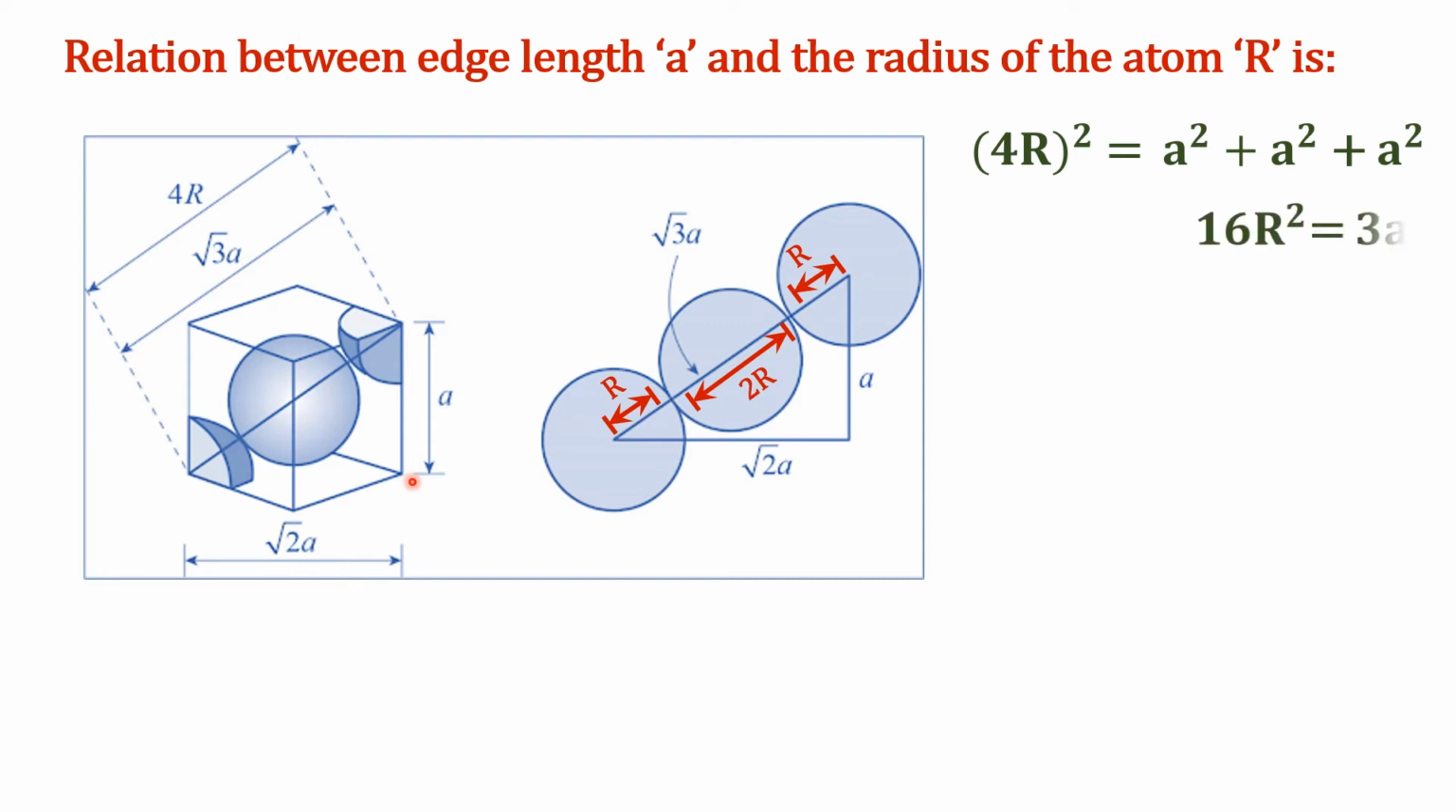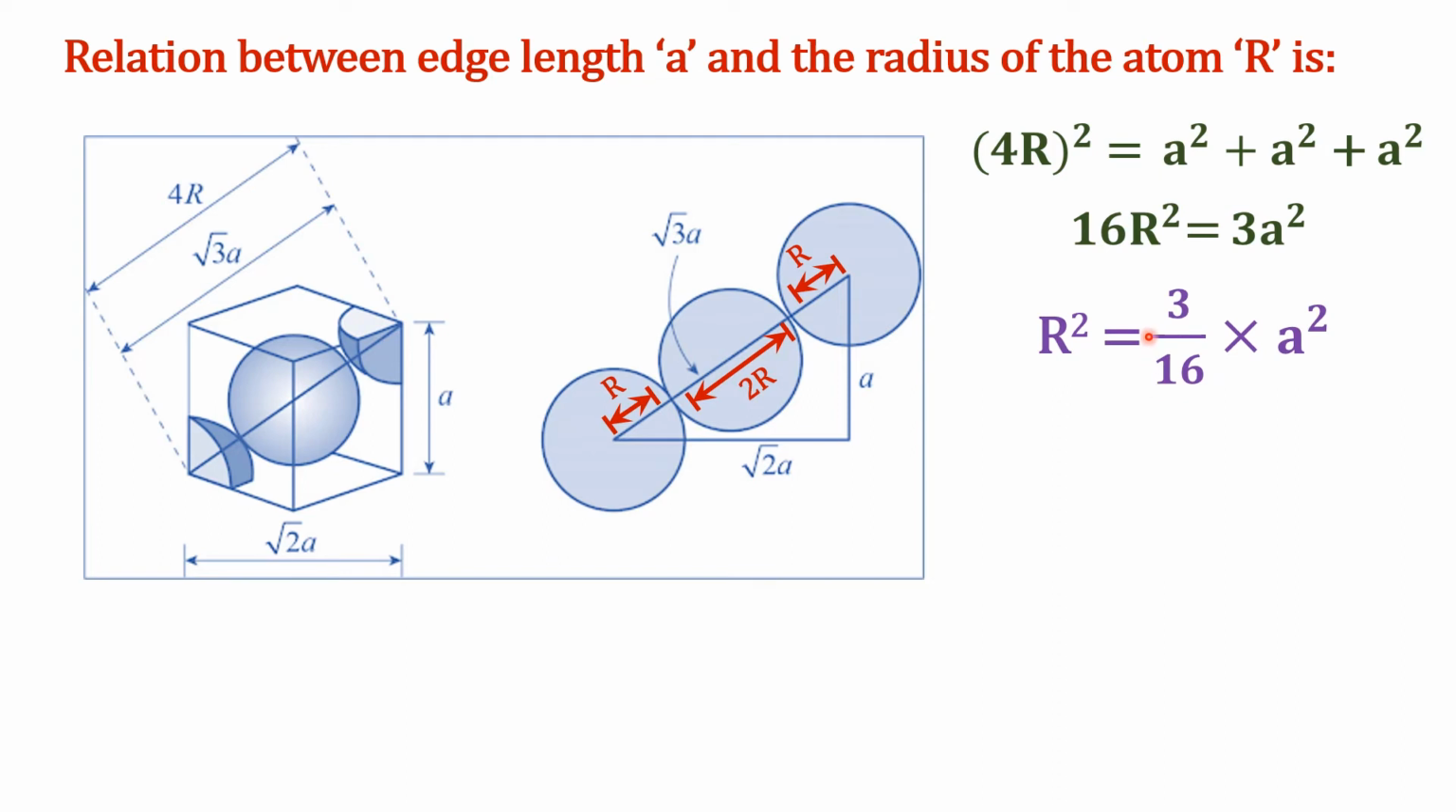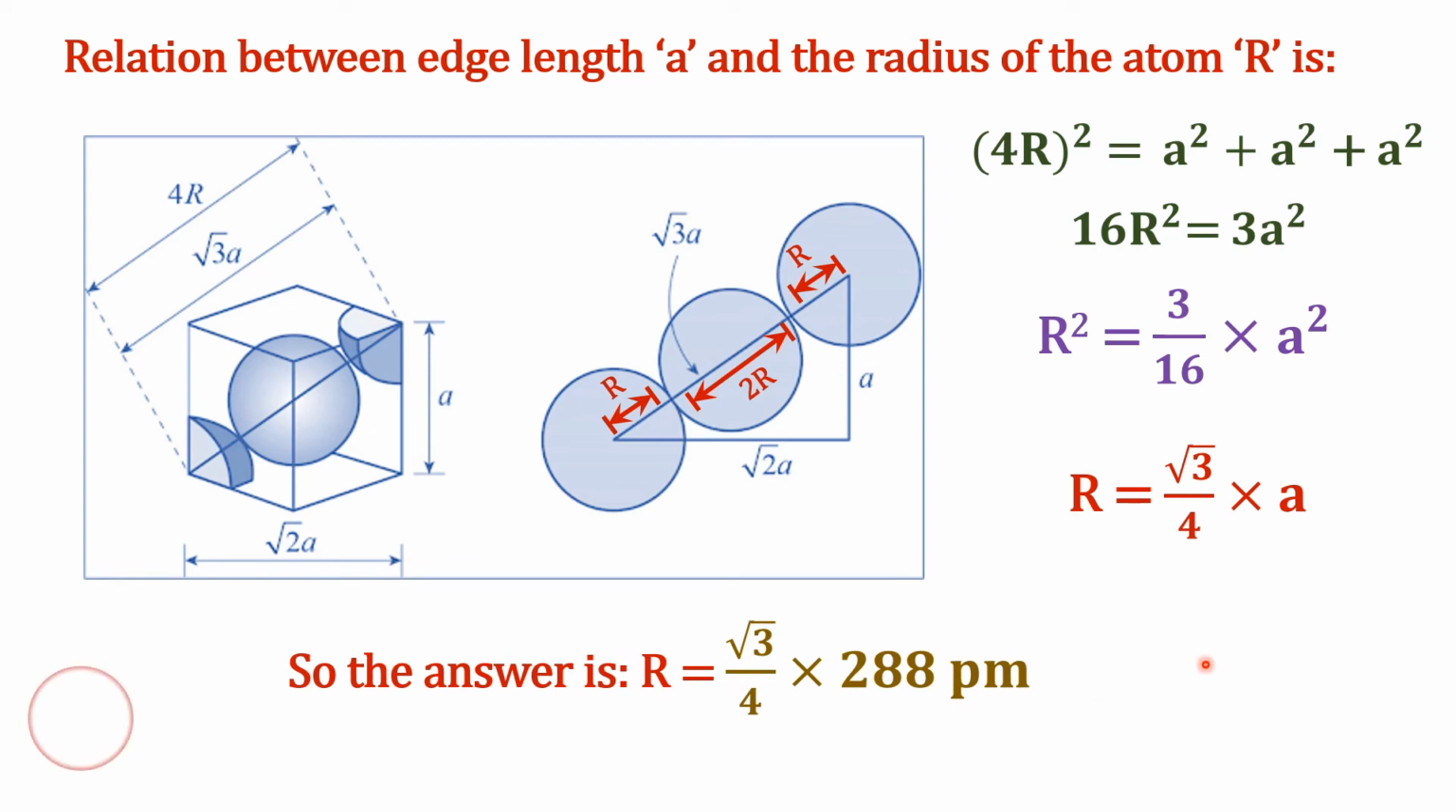So R squared is equal to 3 by 16 into A square, and R is equal to square root of 3 by 4 into A. Value of A is 288 picometer. So the answer is square root of 3 by 4 into 288 picometer.